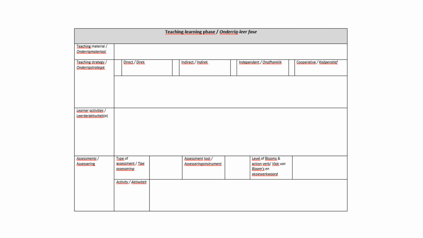You get 4 types of teaching strategies. The first one is direct. So that is like a lecture. I, as a teacher, am explaining something. Direct. Indirect is when the learners do some of the work and you as a teacher do some of the work. Independent, the learners do it totally by themselves.